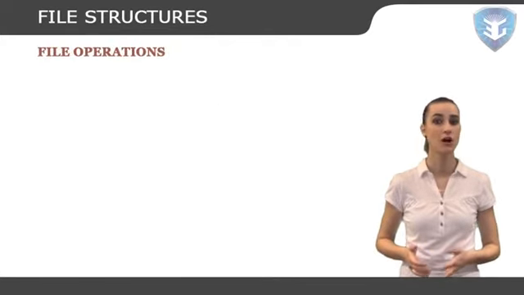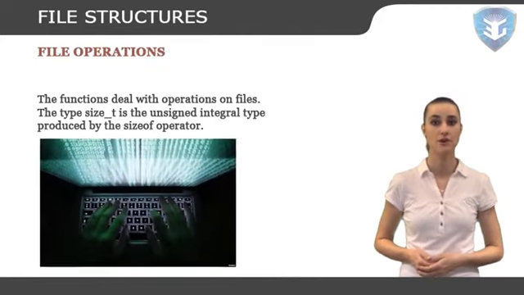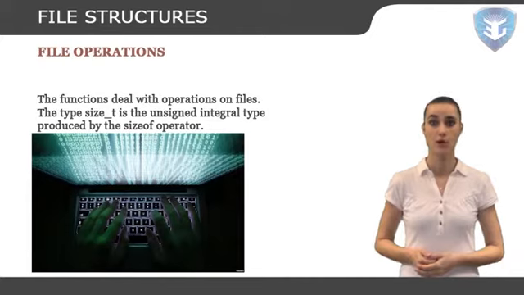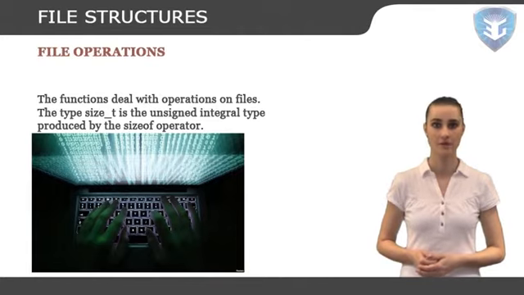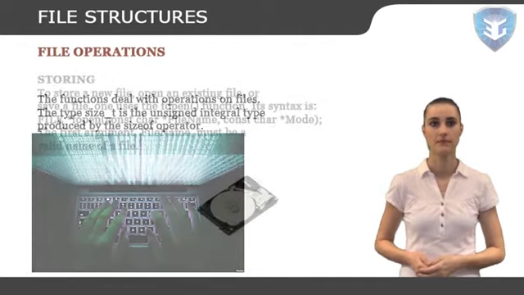Now we shall talk about the file operations. The functions deal with operations on files. The type size_t is the unsigned integral type produced by the sizeof operator. FILE pointer fopen(const char pointer filename, const char pointer mode). fopen opens the named file and returns a stream, or null if the attempt fails.